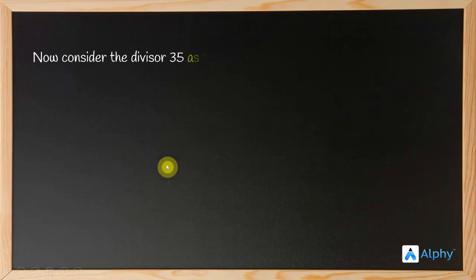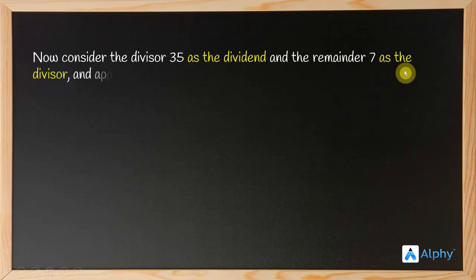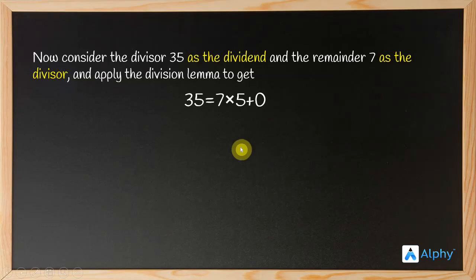Now consider the divisor 35 as the dividend and the remainder 7 as the divisor, and apply the division lemma to get this equation. 35 is equal to 7 into 5 plus 0. So we have done the same thing again, and now we have got a remainder of 0. So let's see what we're going to do next.